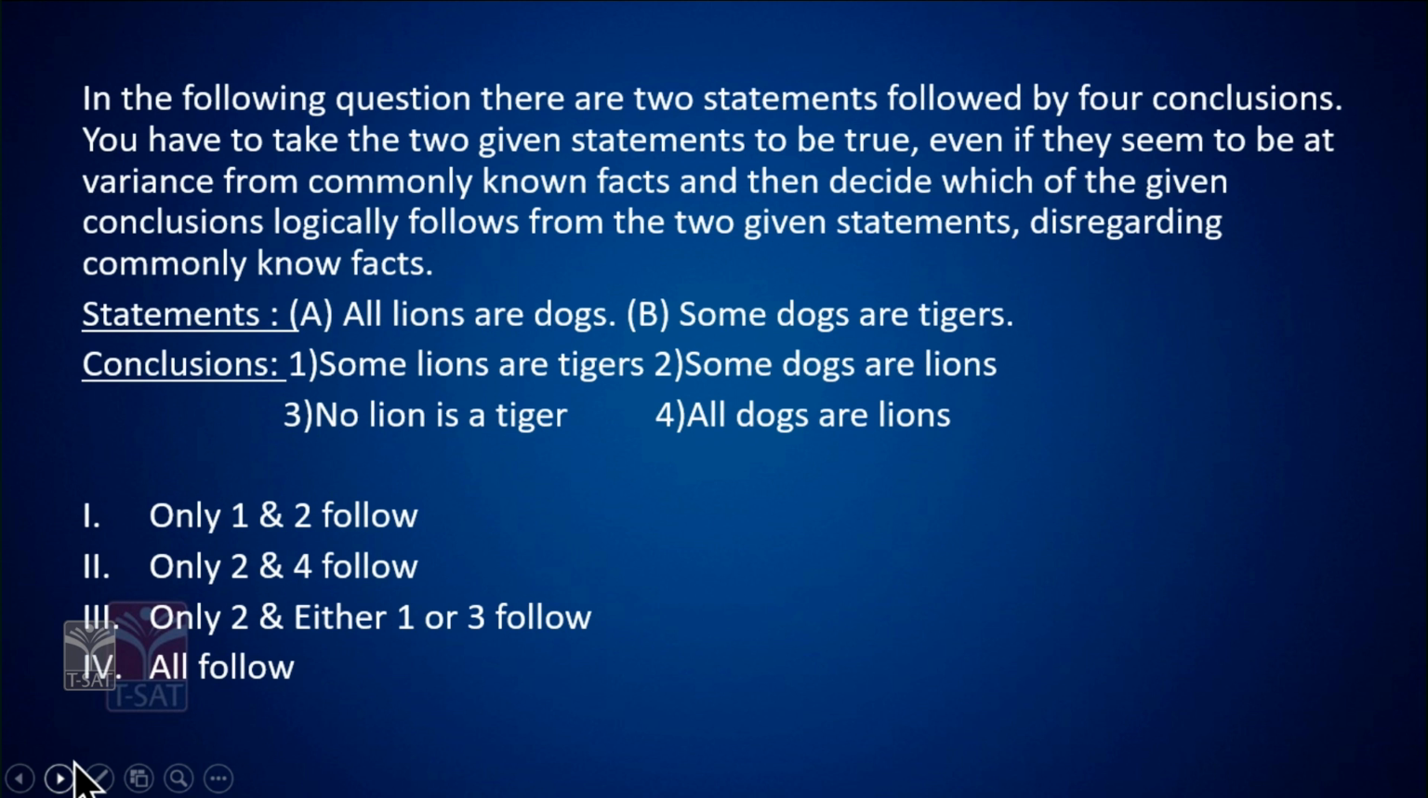You have to take the 2 given statements to be true, even if they seem to be at variance from commonly known facts, and then decide which of the given conclusions logically follows from the 2 given statements, disregarding commonly known facts. So the statements are A, all lions are dogs.